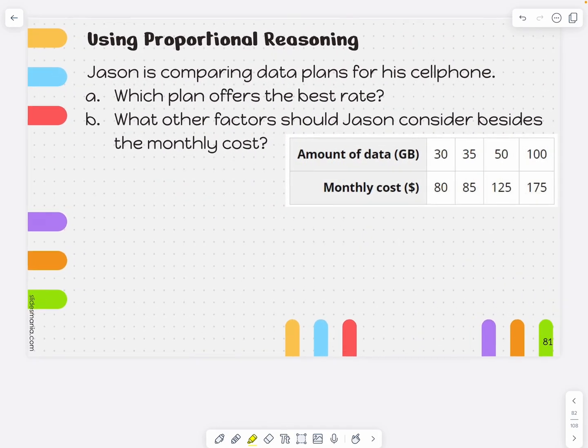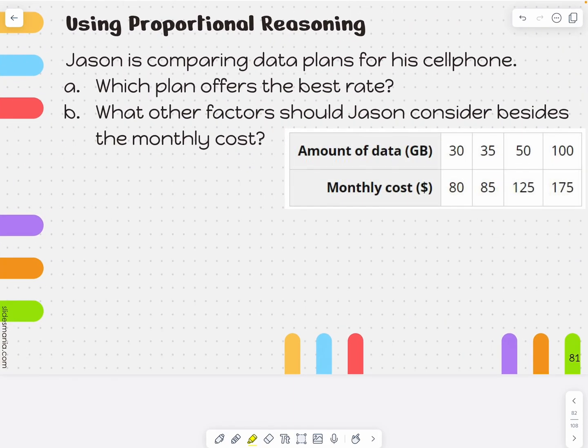Okay. Another one. Jason's comparing data plans for his cell phone. Which plan offers the best rate? What other factors should he consider besides the monthly cost? So he's got plans: $80 for 30 gigs, $85 for 35 gigs, $125 for 50, $175 for 100. Well, find the cost per gig, right? So $80 divided by 30, $85 divided by 35.